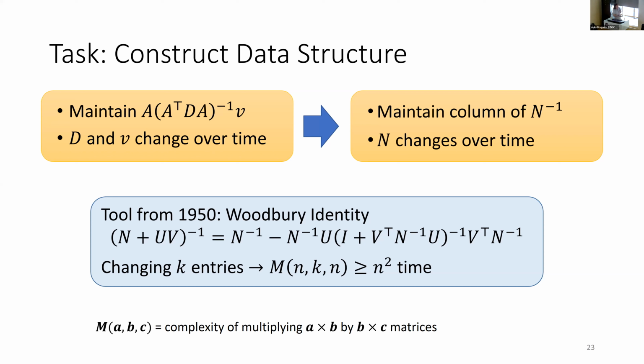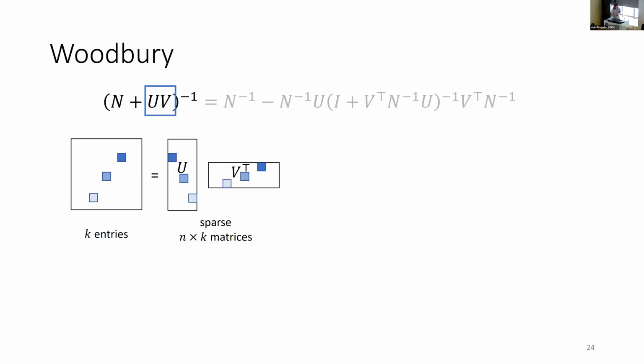So what can we do to make this more efficient? Let's look at the Woodbury identity in more detail. We said that we change some entries of the matrix N. Let's say we want to change k entries, which means we want to add some super sparse matrix to N, which is 0 everywhere except for these k blue entries. You can very quickly construct two matrices U and V that, if you multiply them, return this matrix. In particular, these matrices have the nice property that every column of U has only one single non-zero entry. The same is true here for the rows of V transpose.